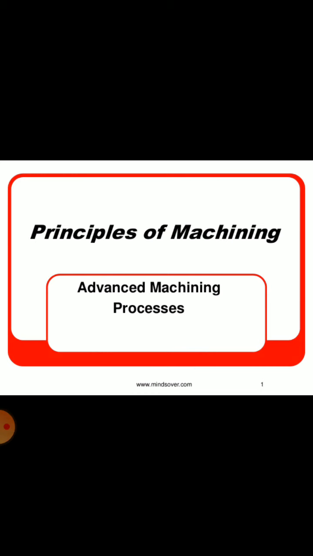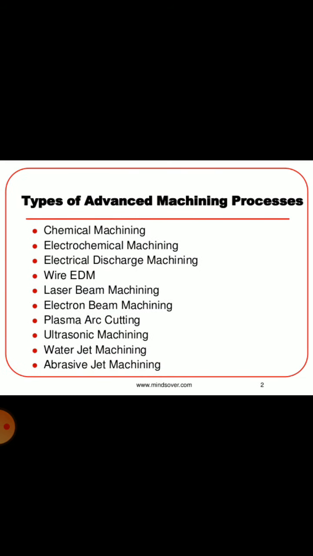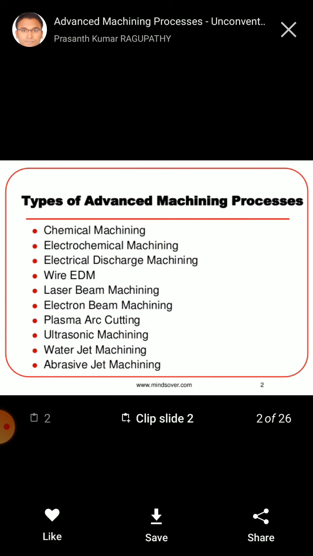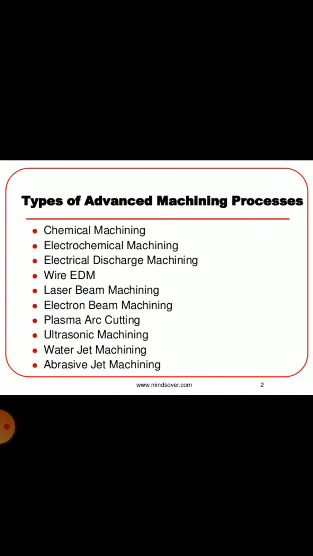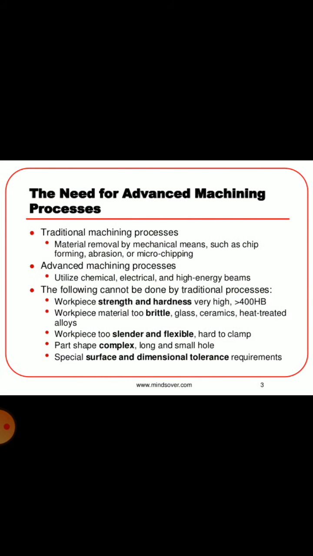Today we are going to discuss principle of machining, advanced machining processes, in which first we will discuss about types of advanced machining processes. So number one is chemical machining, then electrochemical machining, electrical discharge machining, wire EDM, laser beam machining, electron beam machining, plasma arc cutting, ultrasonic machining, water jet machining, and abrasive jet machining.